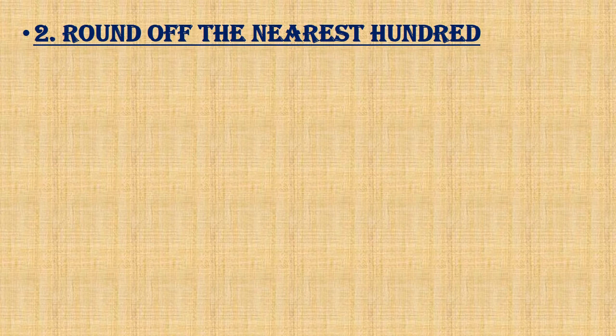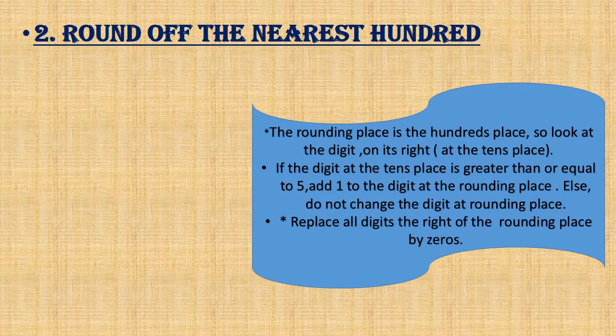Question number 2, round off to the nearest 100. For solving this question, we will follow steps which are a little bit similar to the nearest 10. The rounding place is the hundreds place. So first we will look at the digit on its right, which is the tens place, and if the digit at the tens place is greater than or equal to 5, we will add 1 to the digit at the rounding place, otherwise no change.